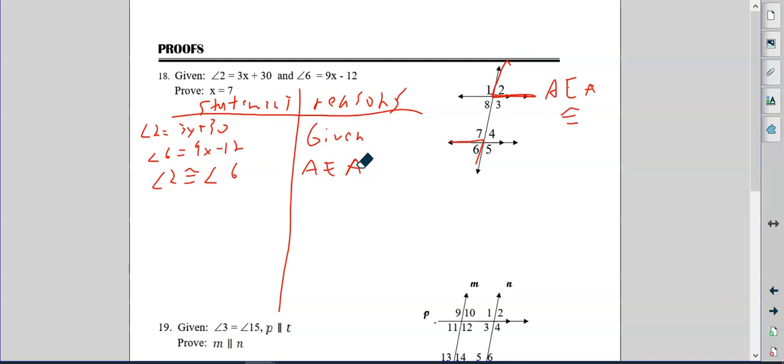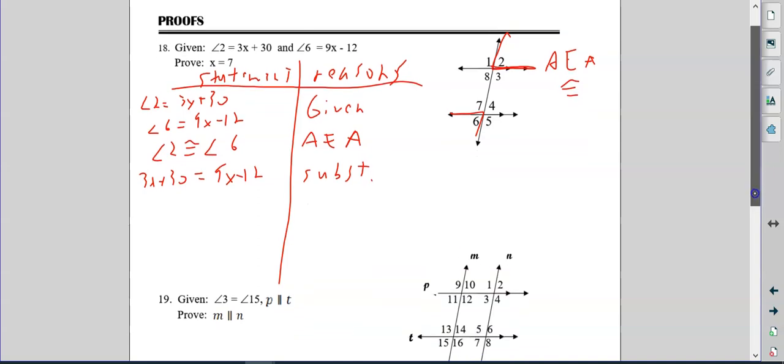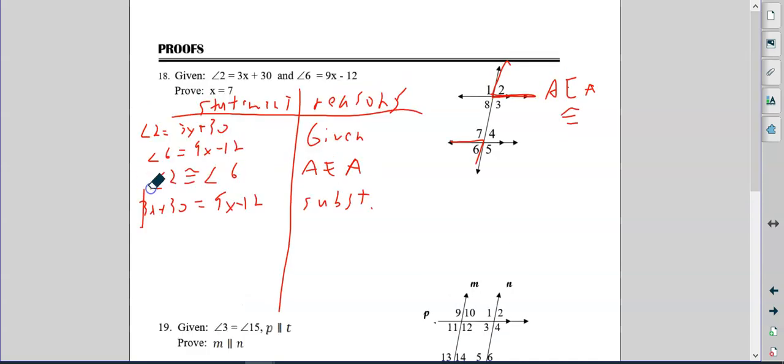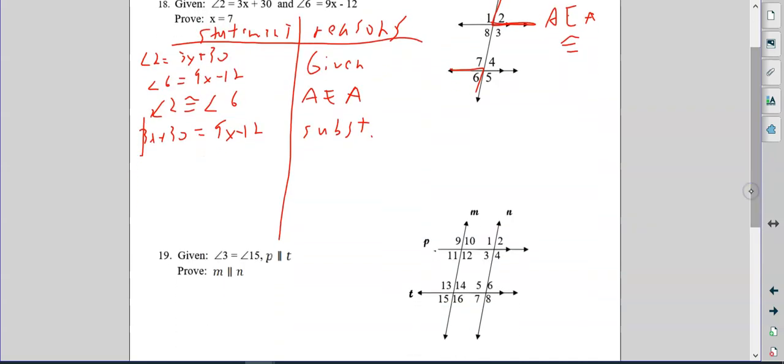Okay? Then we say 3x plus 30 equals 9x minus 12. And what we did is substitute in 3x plus 30 for angle 2, and 9x minus 12 for angle 6. And now we're going to go back to the very first type we learned how to do, which is to solve algebra.